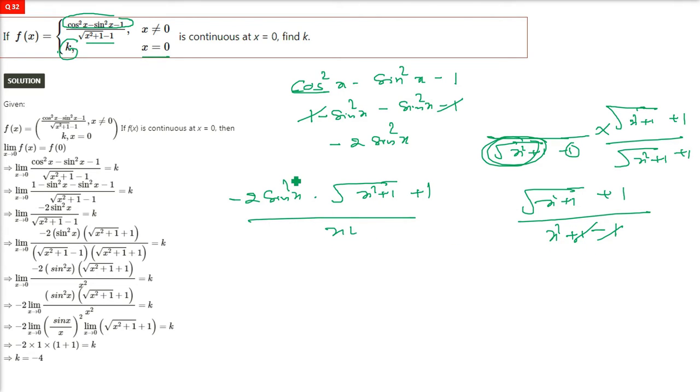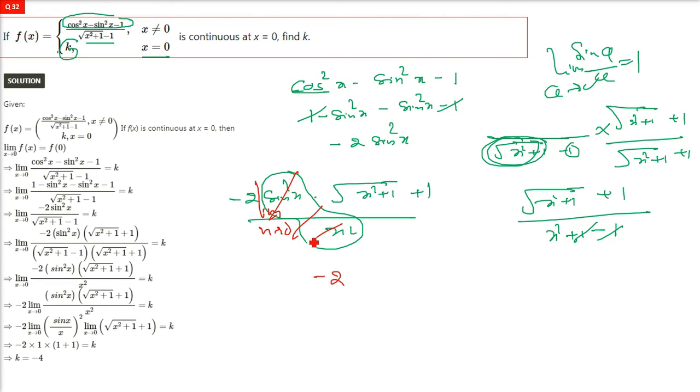Very good. Sin square x is already there, and x square we have got in the denominator. Just apply the limit. Sin theta by theta as theta tends to 0 is always going to be 1, but it is sin theta by theta whole square. So let us take the limit we are applying, sin theta by theta whole square. I'm just removing it. You have to apply it properly.